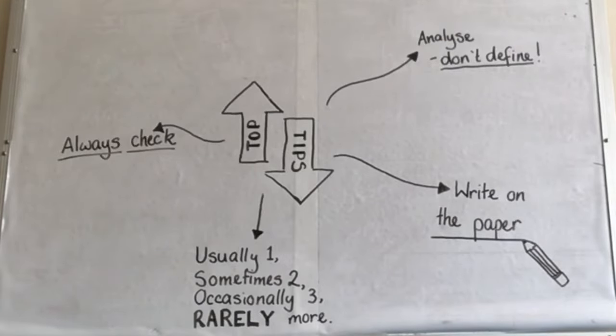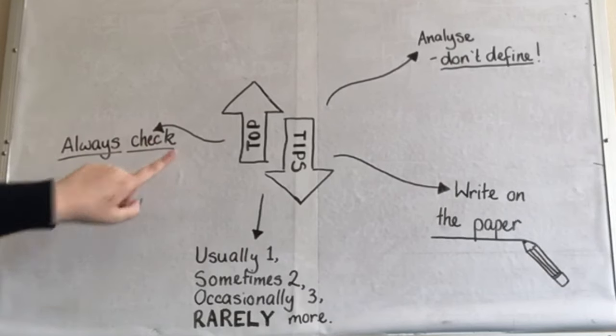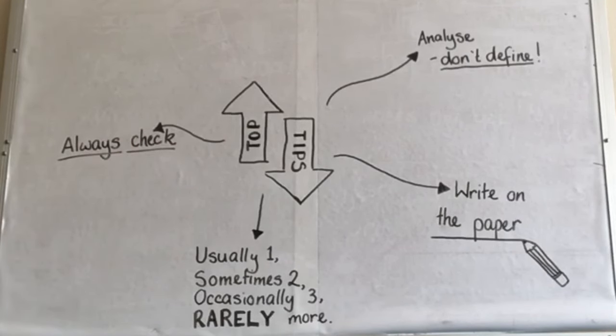Number 4 then, always check. Always check how many marks a question is worth. Always check that you've talked about the implications and the connotations rather than defining the word, and check that you've actually answered the question. Always link it back to the question.